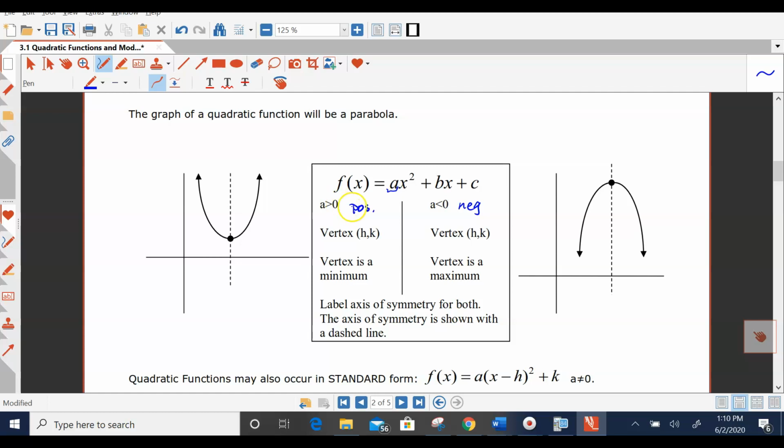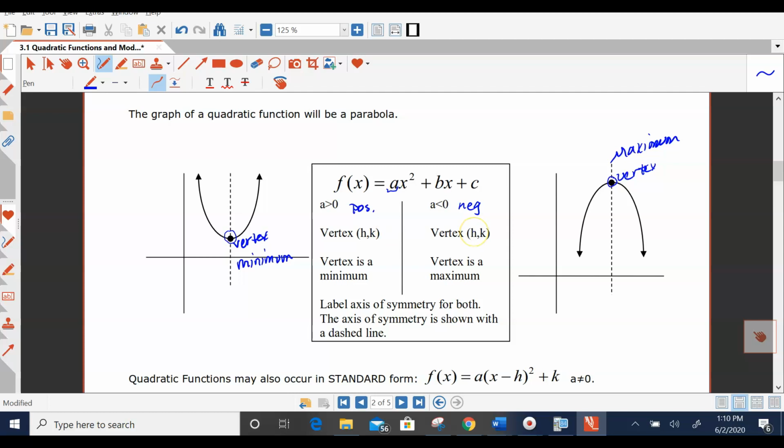When your parabola opens up, that vertex right there is going to be a minimum. So when a parabola opens up, the vertex is always a minimum. When a parabola opens down, that vertex is always a maximum because it's the highest point on that parabola. It's a minimum here because it's the lowest point on that parabola.